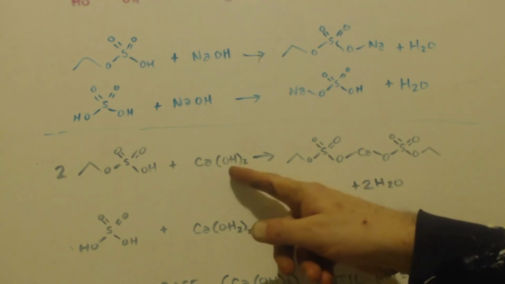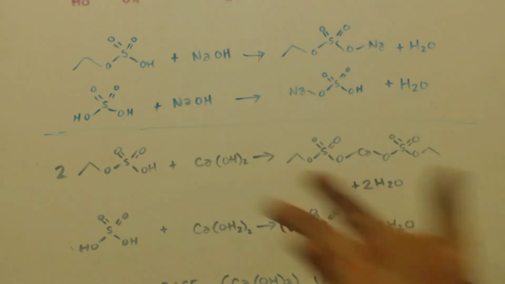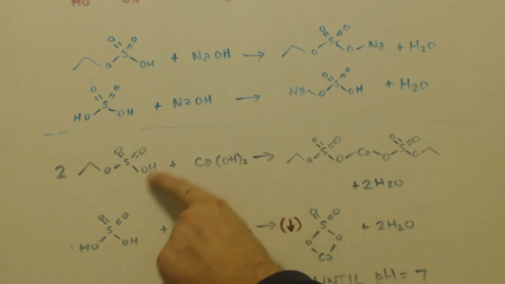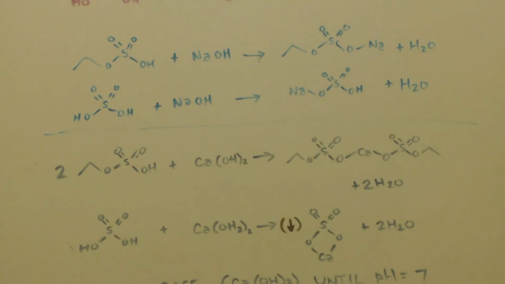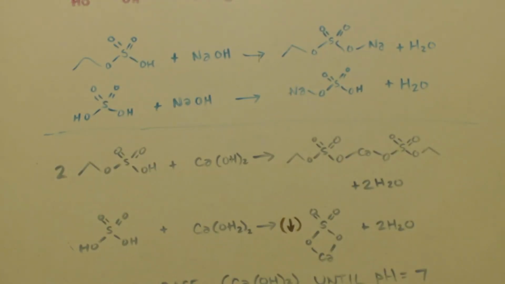You're just going to keep adding this calcium hydroxide or whatever base you choose until you have a pH of 7. You just want to neutralize the acid. Once this acid is neutralized, it's all this. Then there's no more hydrogens. But every one of these reactions is just an acid-base reaction making salt water. You can see you make more water here using the calcium than you do with this sodium.